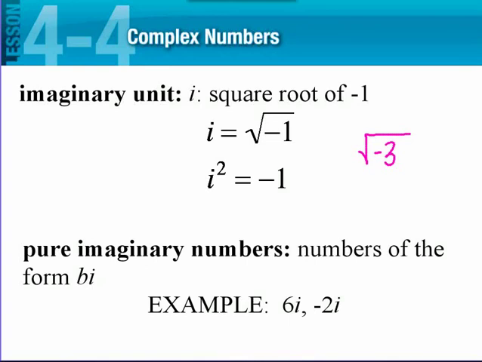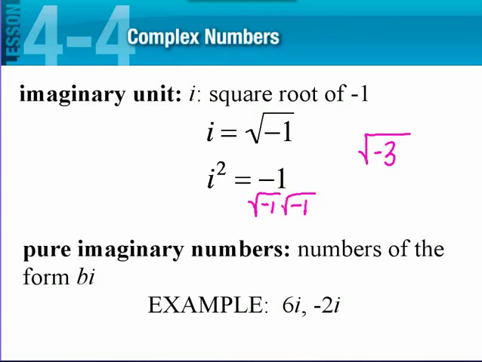Now, if I were to square i, so take i times i, we end up getting negative 1. Now, for those of you wondering, how does that occur? Well, remember, if we multiply a square root times itself, it's basically like the square root doesn't exist. And so in this case, we just get negative 1.